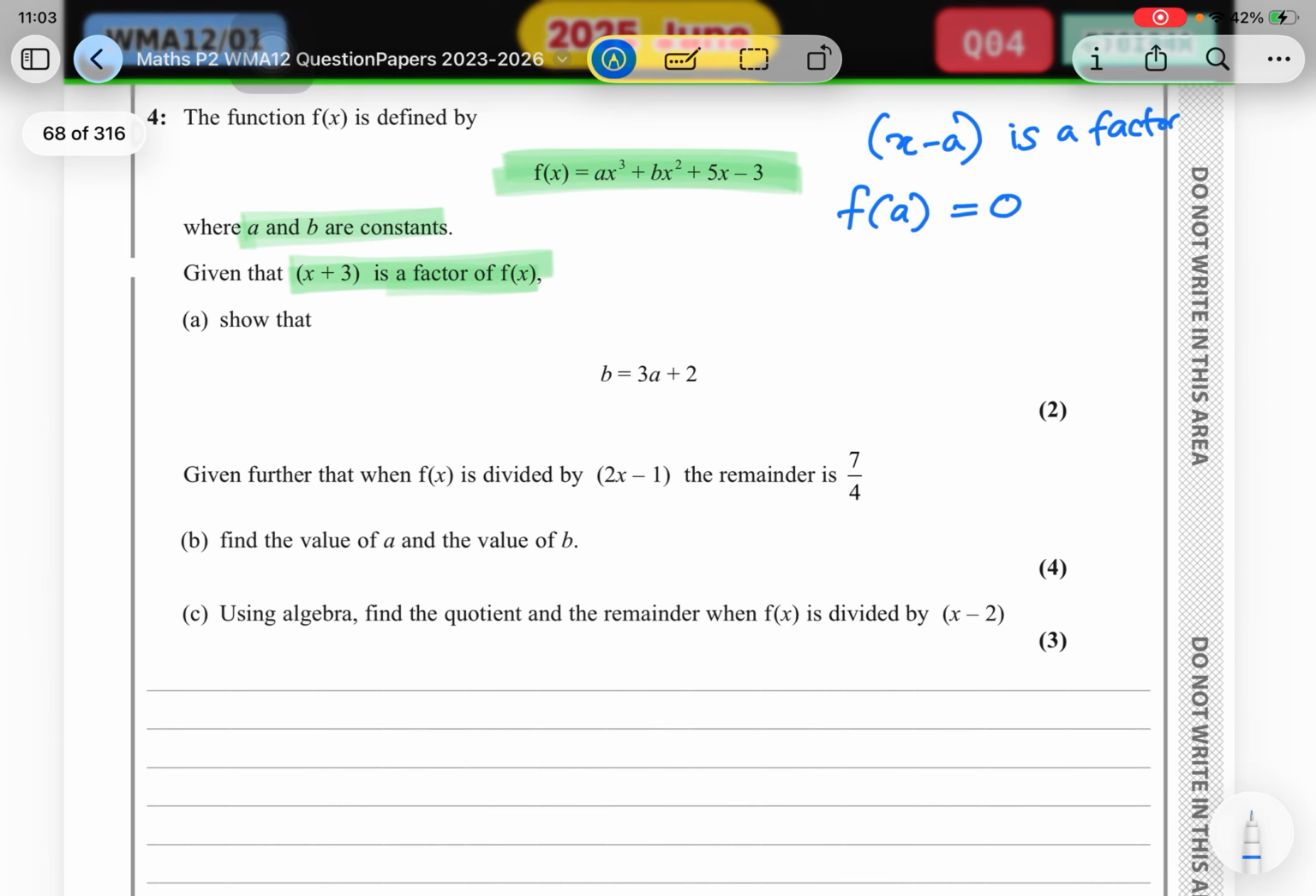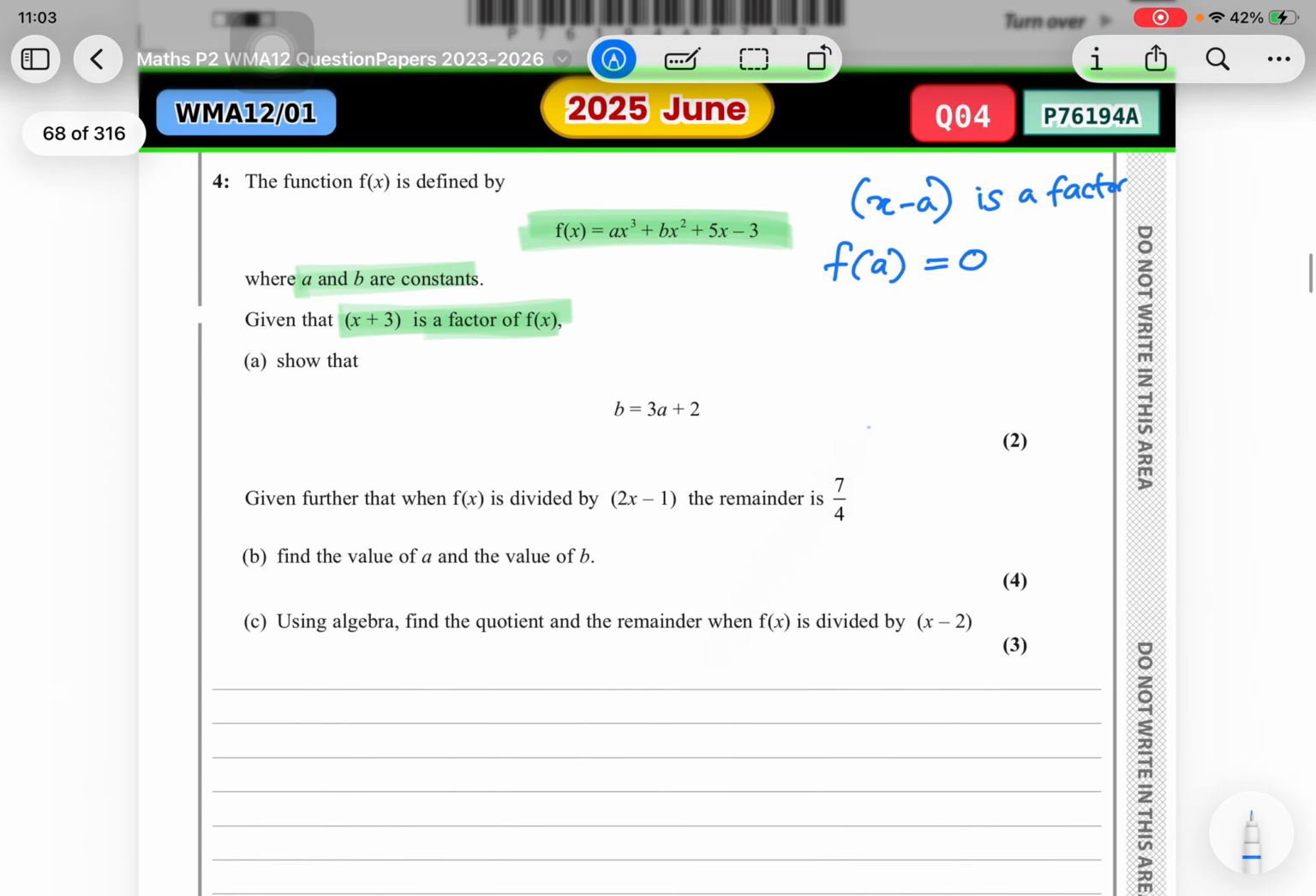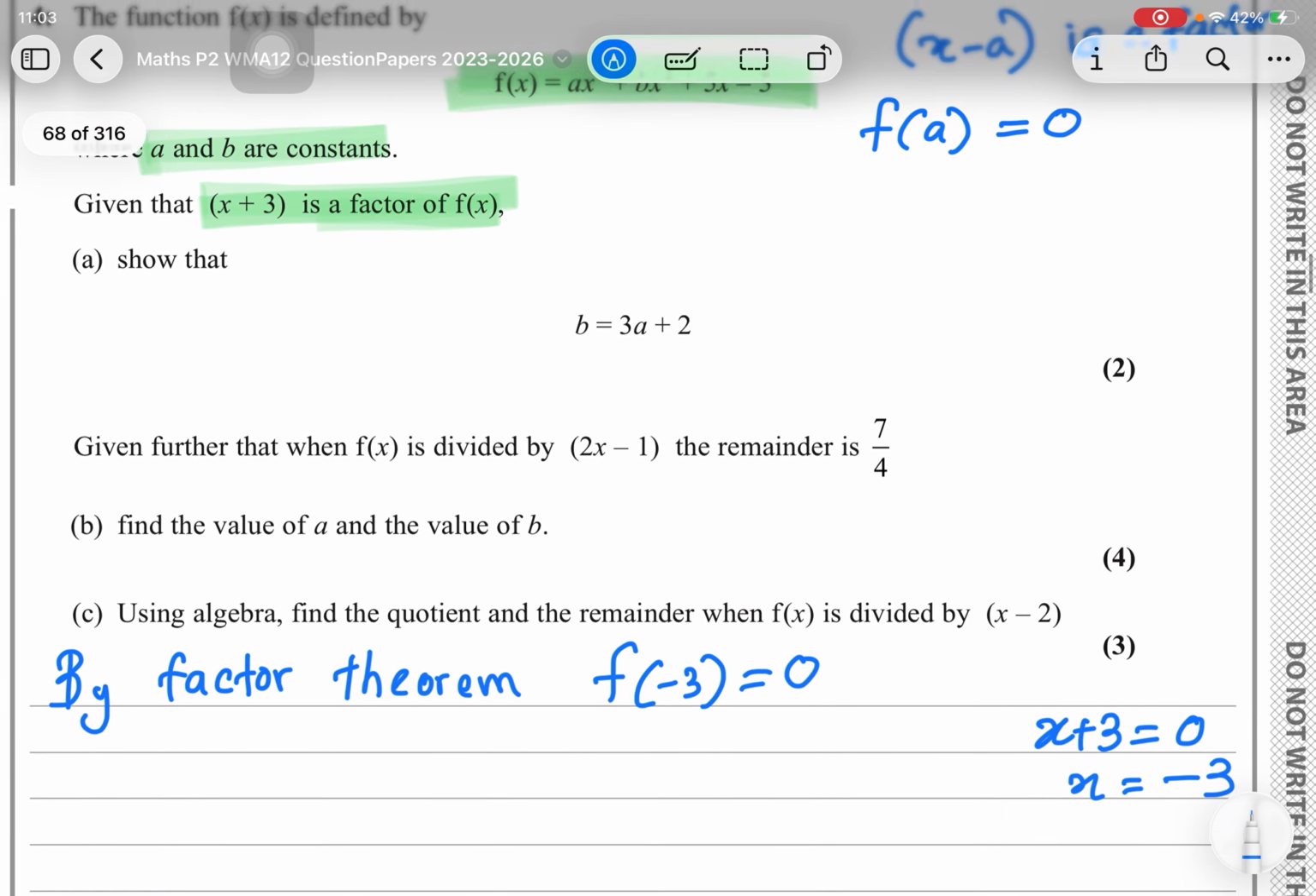Since it's a factor, we can write by the factor theorem f of negative 3 equals 0. How to get that: x plus 3 equals 0, so x is going to be negative 3. You know it has to be a sign change. Now let's substitute the values that we have there.